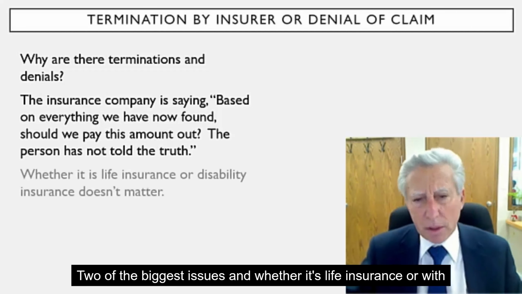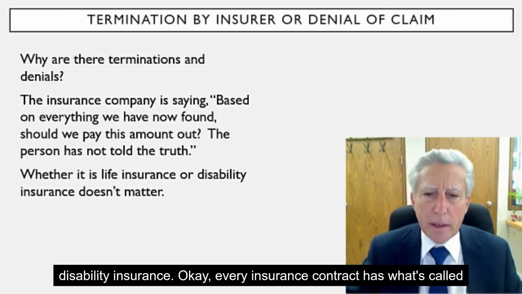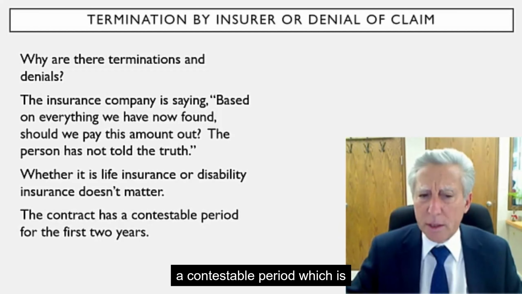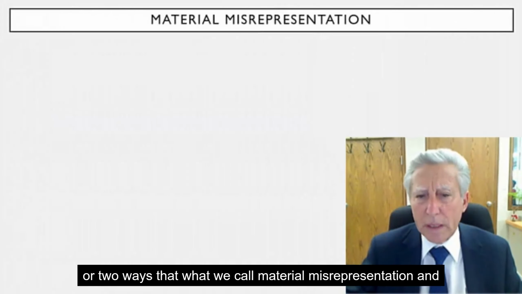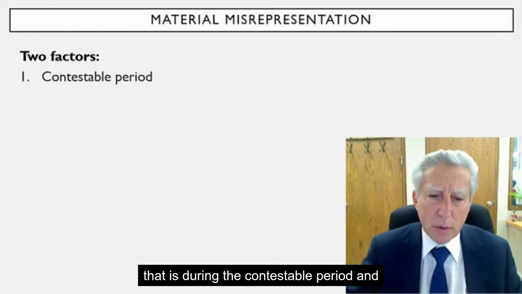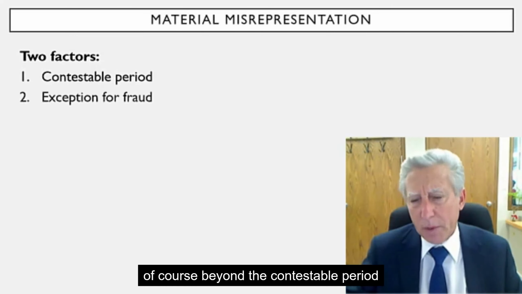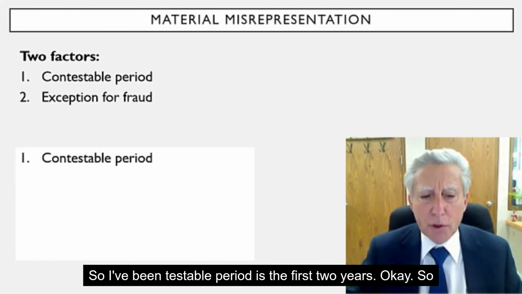Two of the biggest issues, whether it's life insurance or disability insurance, okay, every insurance contract has what's called a contestable period, which is, of course, the first 2 years. Okay, so there are two factors or two ways of what we call material misrepresentation, and that is during the contestable period and, of course, beyond the contestable period. So the contestable period is the first 2 years.